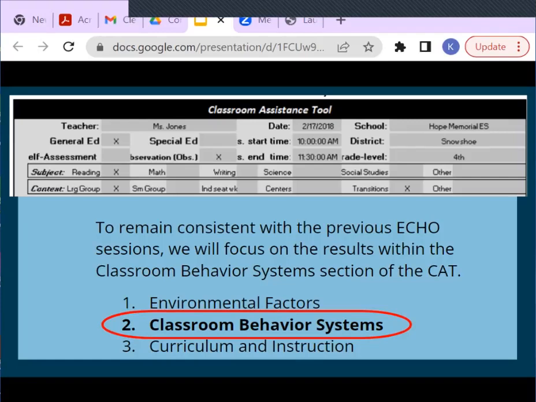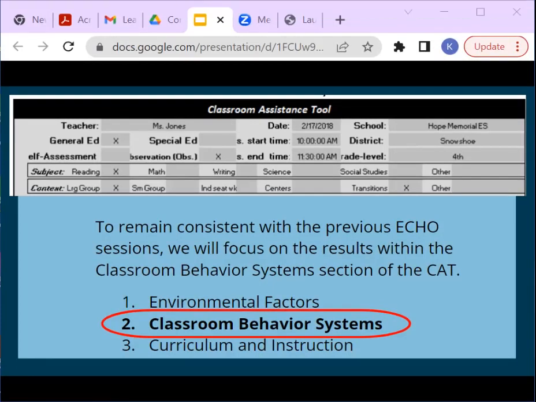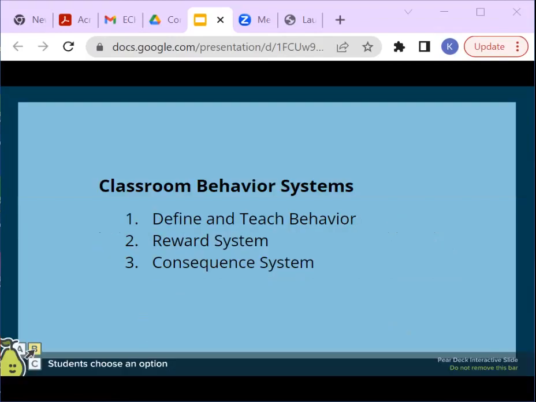To remain consistent with what went on in the previous ECHO, we're going to focus just on that one section of the classroom assessment tool, classroom behavior systems. It's a large tool. It covers many aspects going on within the classroom, but for the time constraints today and demonstrating how to use this information, I'm just going to focus on that one piece of the CAT. As I said, there are several sections of the CAT, and the classroom behavior system section has 3 components within it.